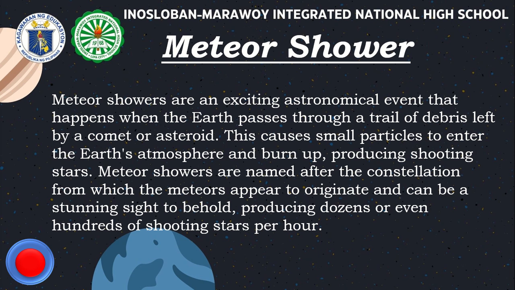So, meteor showers are an exciting astronomical event that happens when the Earth passes through a trail of debris left by a comet or an asteroid. This causes small particles to enter the Earth's atmosphere and burn up, producing shooting stars. And meteor showers are named after the constellation from which the meteors appear to originate and can be a stunning sight to behold, producing dozens or even hundreds of shooting stars per hour.